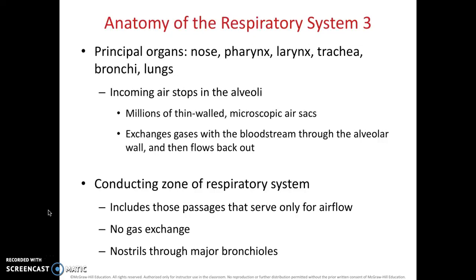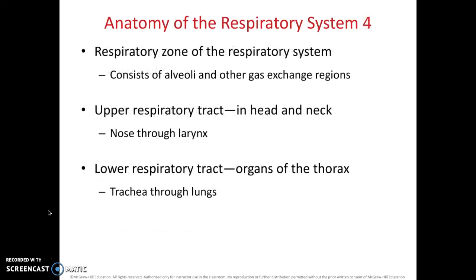So the conducting zone of the respiratory system are the passages that serve only for airflow, and there's no actual gas exchange. So this would be the nostrils through the major bronchioles. So basically anything up until where the air is delivered to the capillary systems. The respiratory zone of the respiratory system is where the actual gas exchange happens. And this is made up of the alveoli as well as other gas exchange regions within the respiratory system.